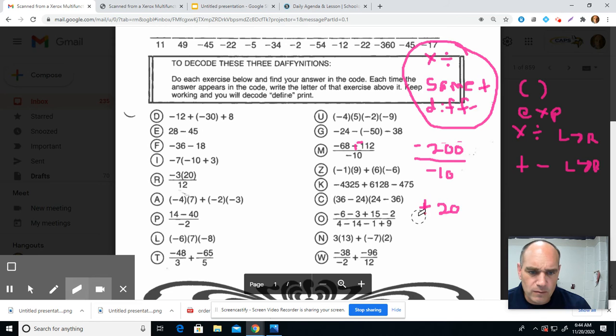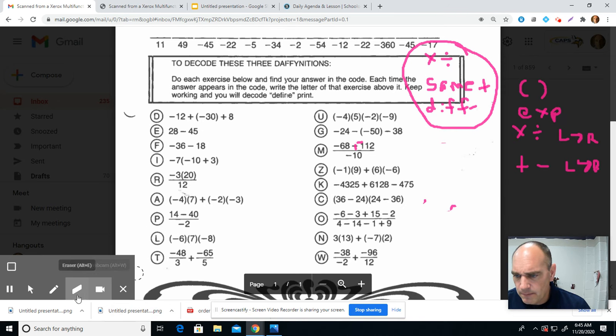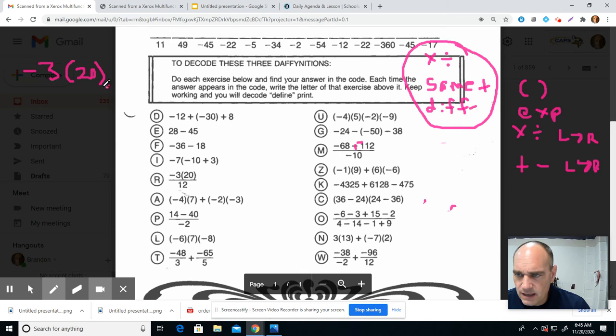Let's do one more. Let's take a look at one that looks a little ugly-ish. How about we do this one over here? The first thing that I'm going to do, actually, I'm going to rewrite it here so it looks more like it should on your paper. The first thing we always do is write down our problem, negative 30 times 20 all over 12. So write the problem down.